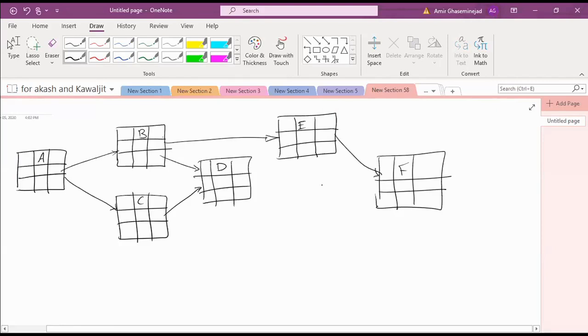E, D, C, and E is a predecessor for G as well.